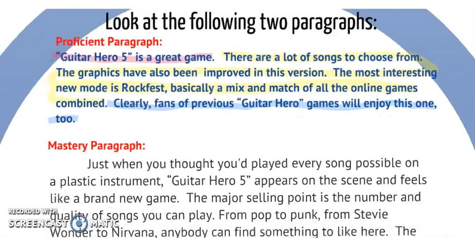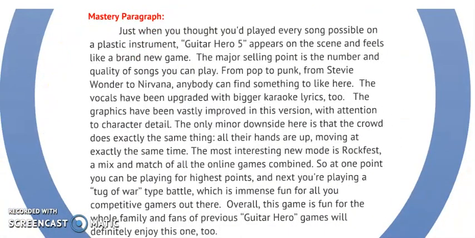Let's take a look at a master paragraph. This is the same paragraph, but with a lot more interesting details. We still have a topic sentence. Just when you thought you'd played every song on your classic instrument, Guitar Hero 5 appears on the scene and feels like a brand new game. After that, we get our supporting details. The major selling point is the number and quality of songs you can play. From pop to punk, from Stevie Wonder to Nirvana, anybody can find something to like here. The vocals have been upgraded with bigger karaoke lyrics too. The graphics have been vastly improved in this version, with attention to character details.